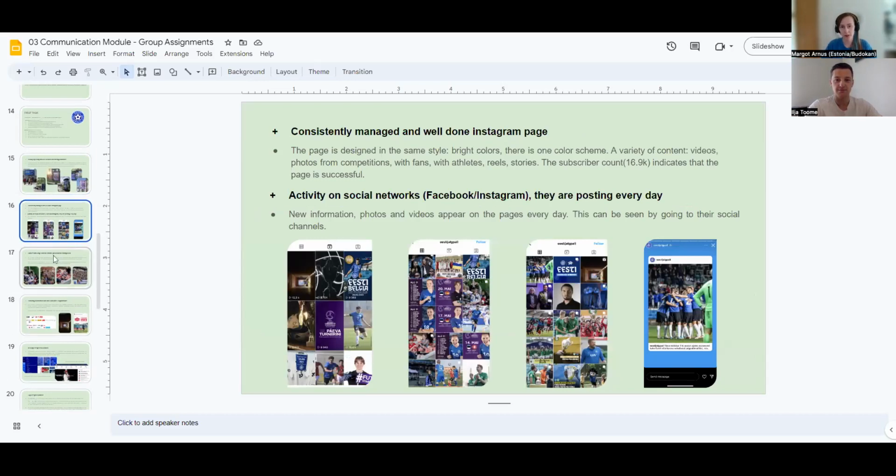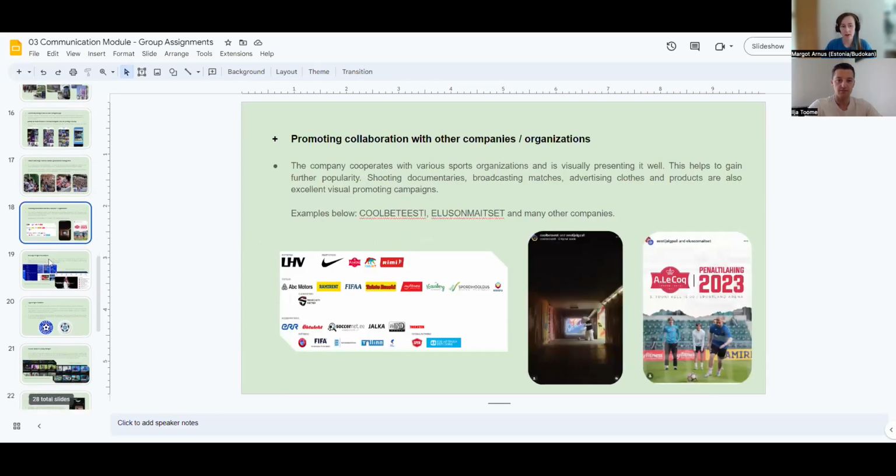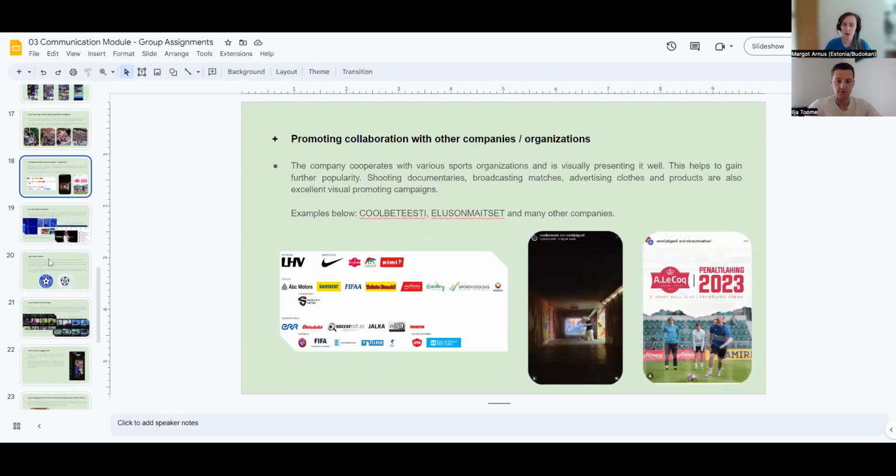Then we like that they have pictures with large audiences, which indicate that they are popular and also help to gain further popularity. Because when you see that a lot of people are interested in that, you might also get interested. And they are heavily promoting all kinds of collaborations with other companies and being really visual about it, having great campaign videos and things like that.